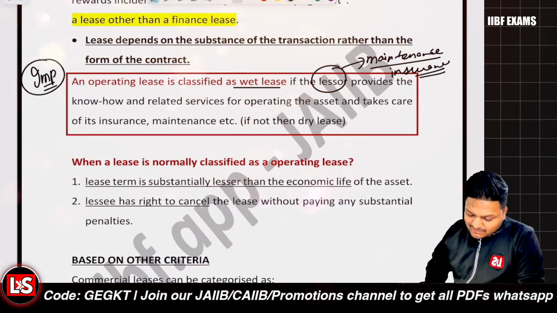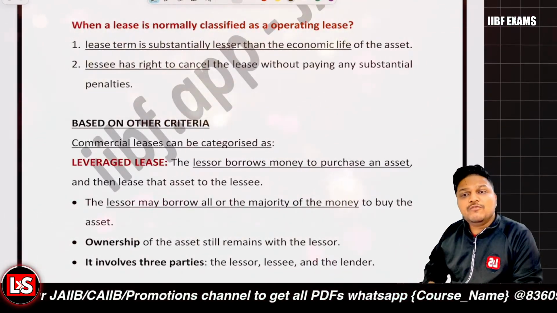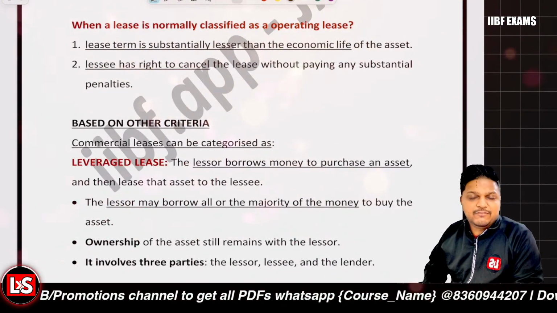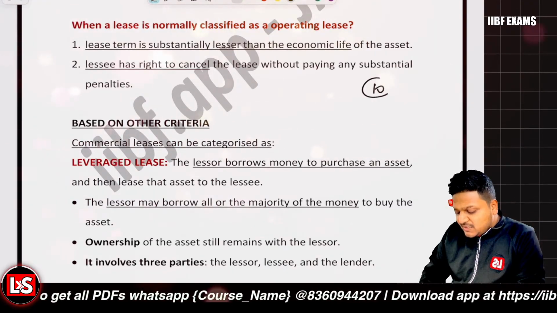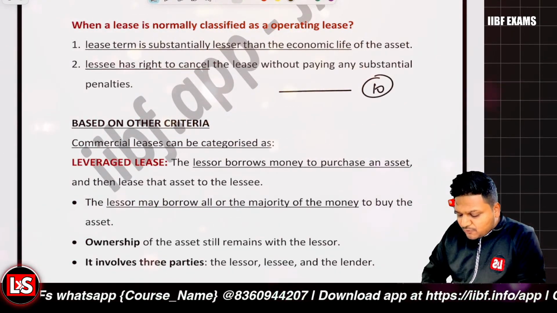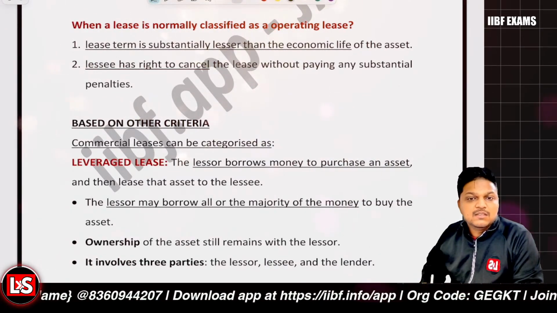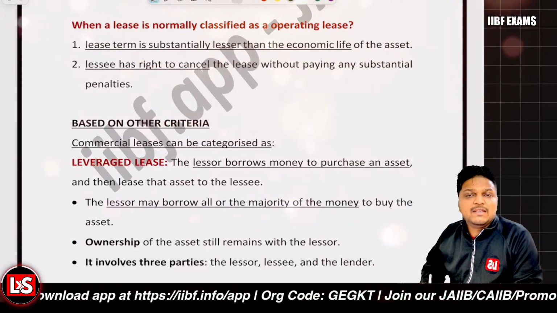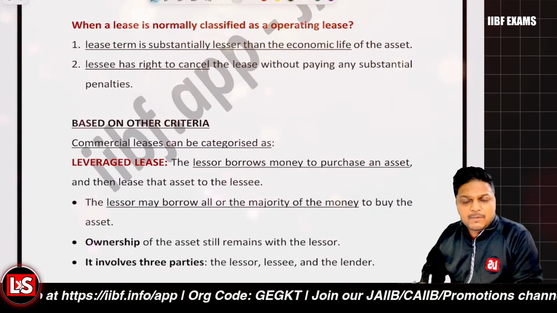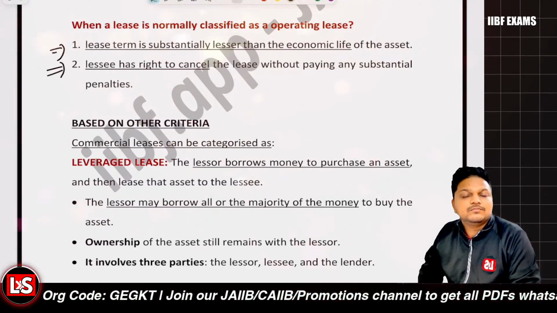Okay. We say a lease is an operating lease when the lease term is substantially less than the economic life of the asset. Let's say the economic life of the asset is 10 years, but you lease the asset for 2 years, then definitely we say such a lease is an operating lease. And further, the lessee has the right to cancel the lease without paying any substantial penalties, because that particular asset is a generic asset which is leased out.